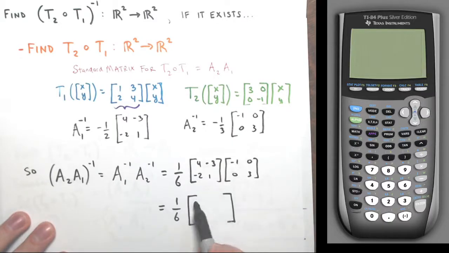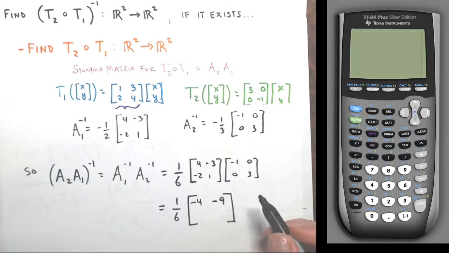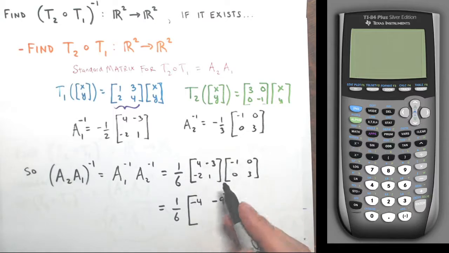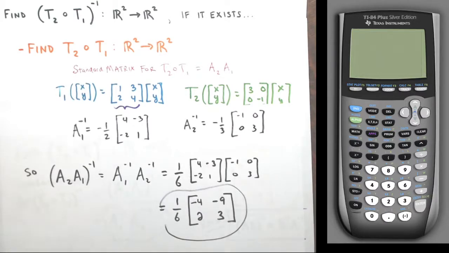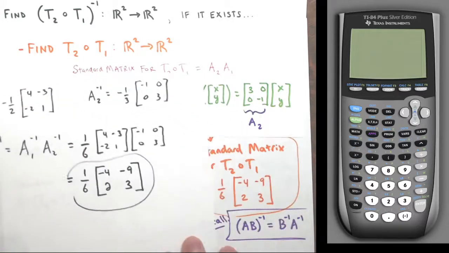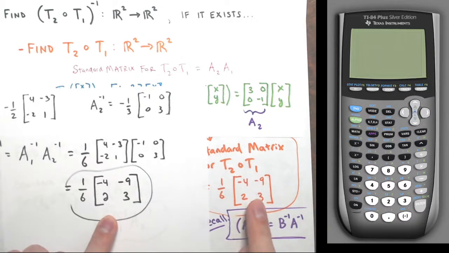First row, first column will be -4. First row, second column will be -9. Second row, first column will be 2. And second row, second column will be 3. And there's the standard matrix. You can put the 1/6 in if you want. But there's the standard matrix for T2 composed with T1 inverse. And look at that, that's exactly the same as I got earlier, when I took the standard matrix for T2 composed with T1 and then found the inverse.